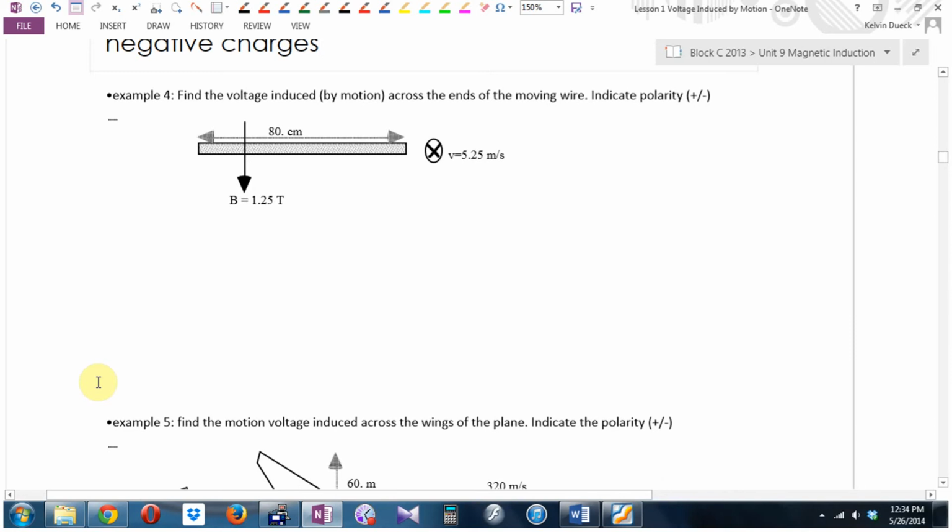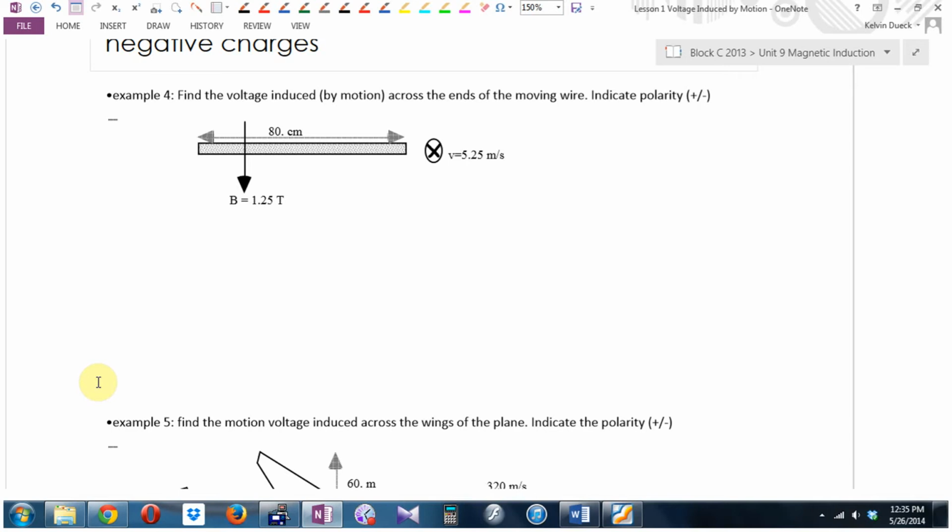Example 4. Find the voltage induced by motion across the ends of the moving wire and indicate the polarity. So we have to decipher this. The bar, that's the wire. What direction is the magnetic field? Look at the picture. Down the page. Which direction is the velocity? What have I tried to show with this diagram? Okay, into the page.